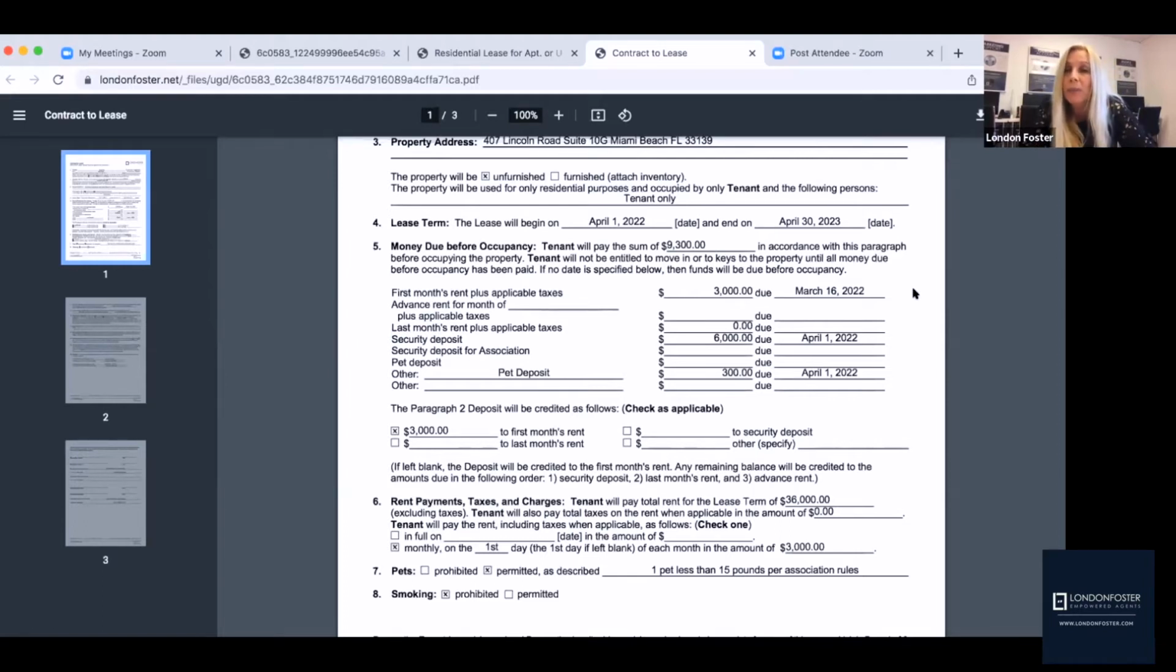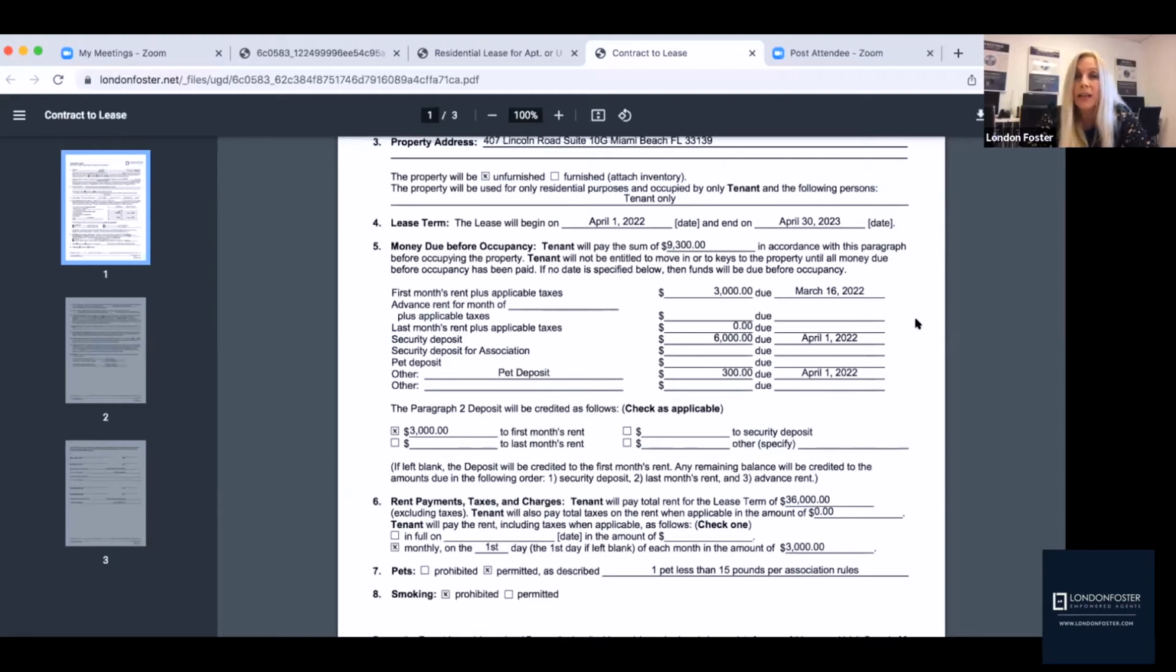In Miami Beach right now, most of the agents are doing 2 securities. So we're no longer really using a last month for the most part, but most people would put 2 months security. So on our example, again, we're doing that. We're using the first month, which is the commission basically for the agents, which is $3,000, which is in London Foster on our first line. And then we're going to last month. There's no last month. Security deposit in this example is $6,000, which is 2 months rent, which is due at walk-in on April 1st, 2022.